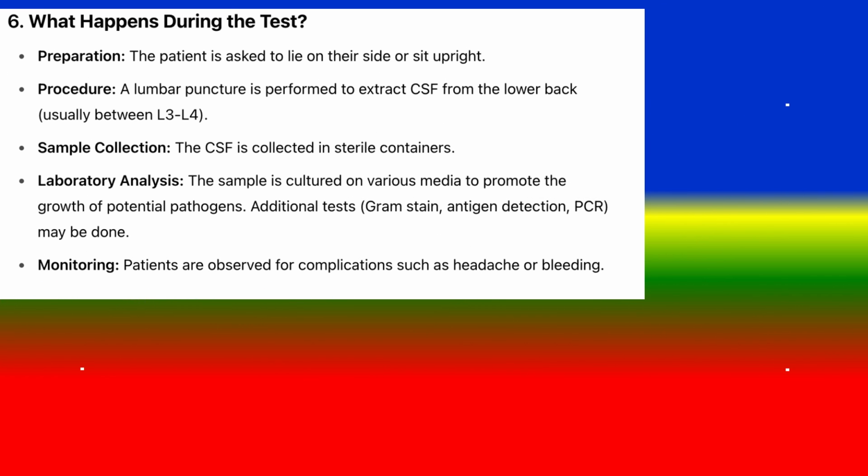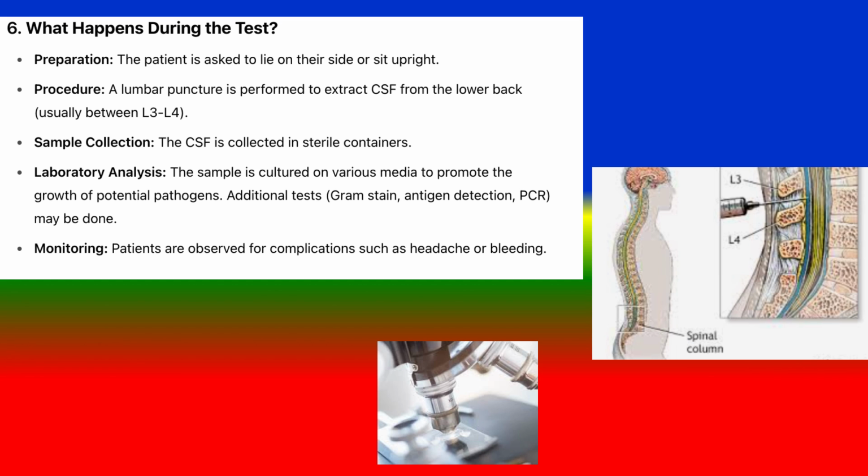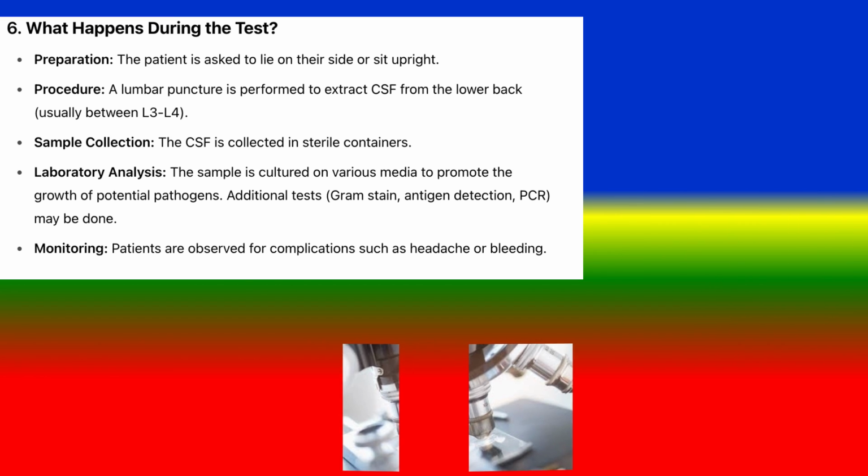6. What happens during the test? Preparation: the patient is asked to lie on their side or sit upright. Procedure: a lumbar puncture is performed to extract CSF from the lower back, usually between L3 and L4. Sample collection: the CSF is collected in sterile containers. Laboratory analysis: the sample is cultured on various media to promote the growth of potential pathogens. Additional tests, Gram stain, antigen detection, PCR, may be done. Monitoring: patients are observed for complications such as headache or bleeding.